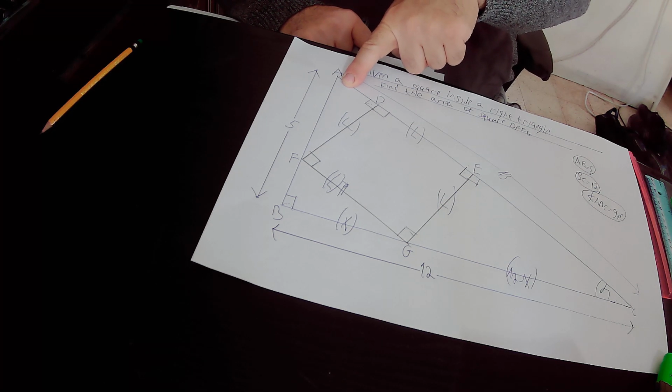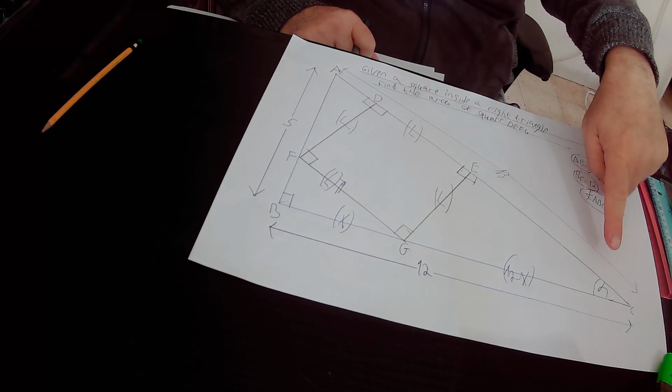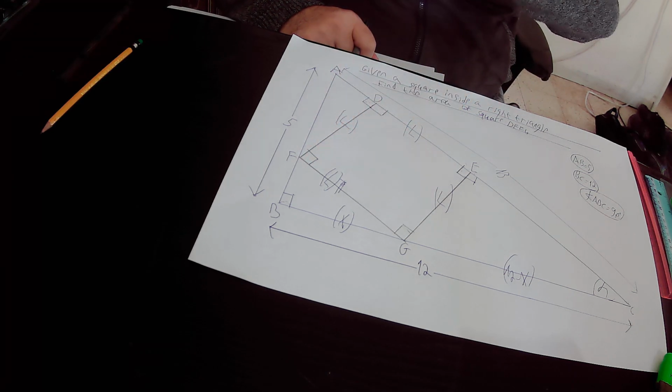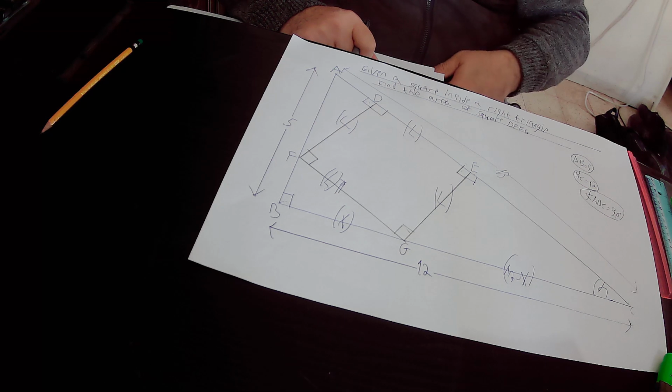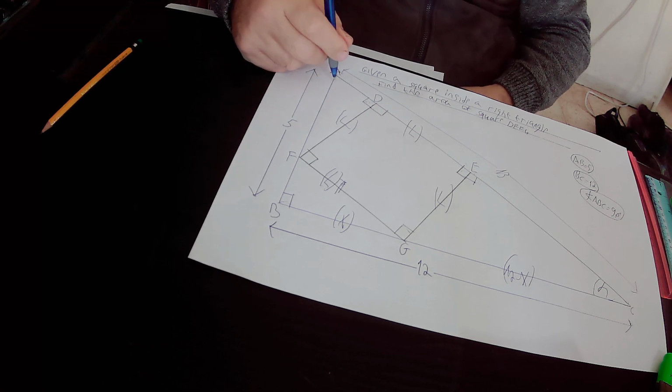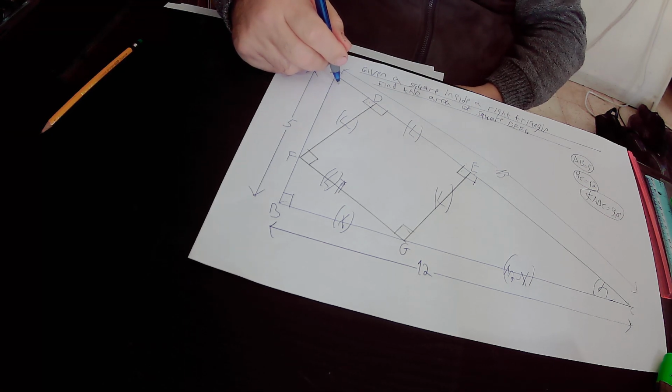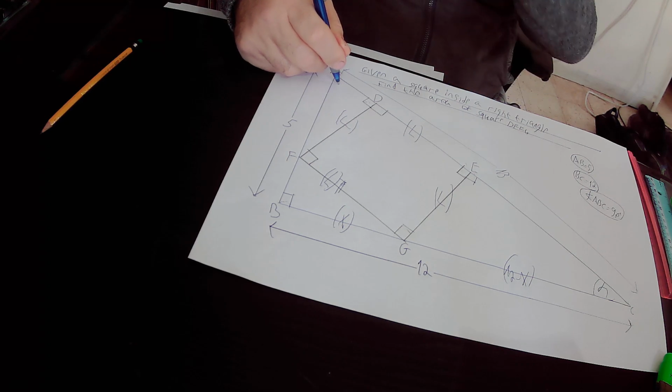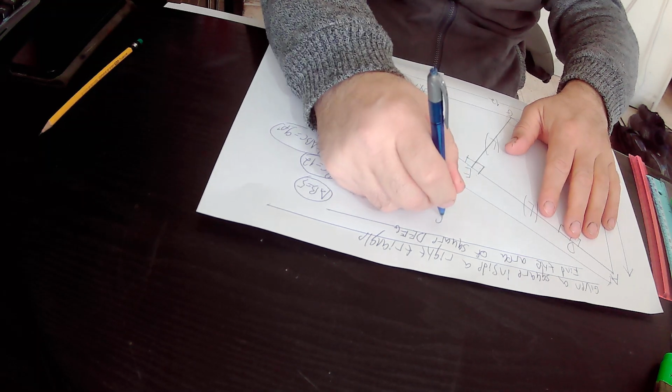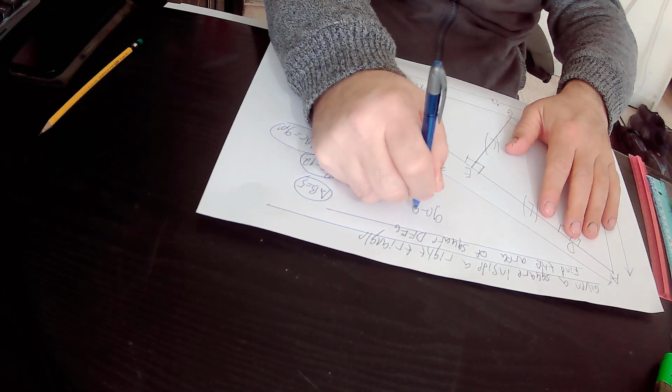Why? Because 90 degrees minus alpha plus alpha is 90 degrees, and 90 degrees plus 90 degrees equals 180 degrees. That is the sum of the angles in any triangle. So the missing angle here equals 90 degrees minus alpha. We define 90 degrees minus alpha as beta.